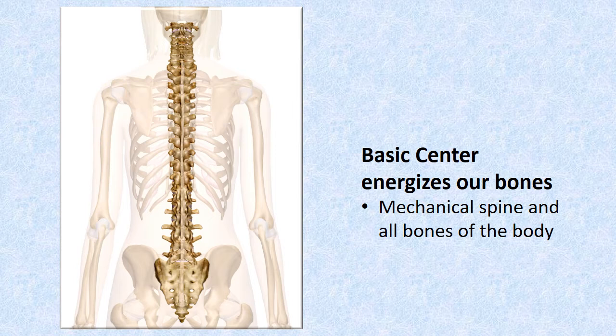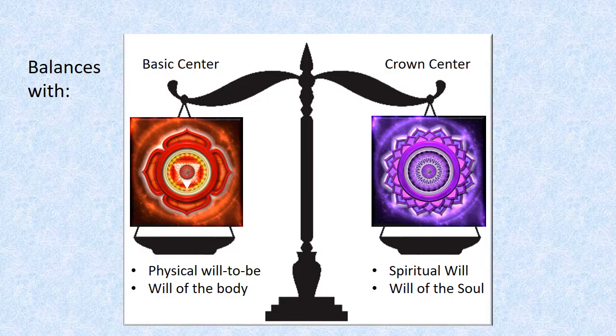So remember that we have our paired centers. You remember which center the Basic Center balances with when we do our paired balancing. Our Basic Center balances with our Crown Center. Basic Center represents the physical will to be, the will of our body, and the Crown Center represents spiritual will, the will of the soul.